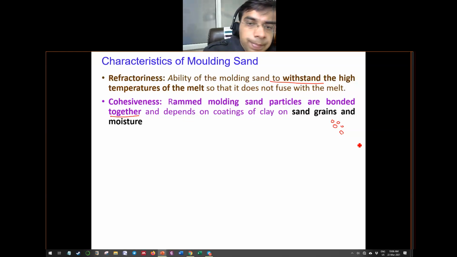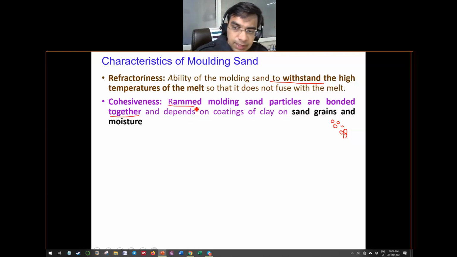Okay. So the sand particles are very roughly shaped. Because of these roughly shaped particles, when you press them together, they have this ability to hold themselves together. This property of holding or ramming when they are pressed together. Ramming is basically the process where you put the sand in the mold, say in the drag. This is the drag.